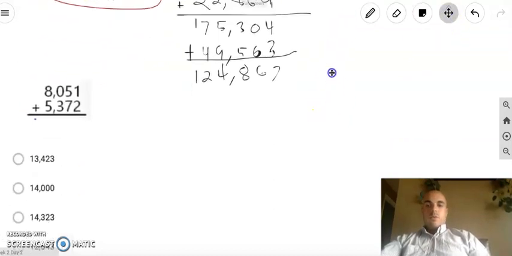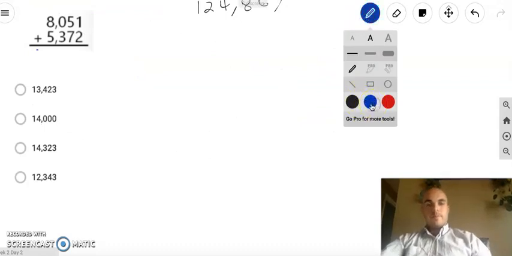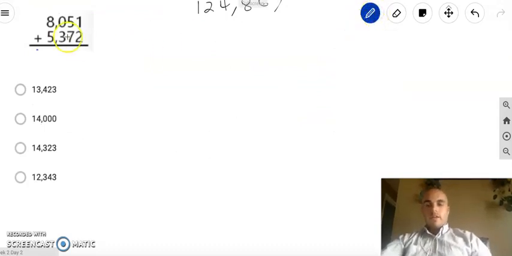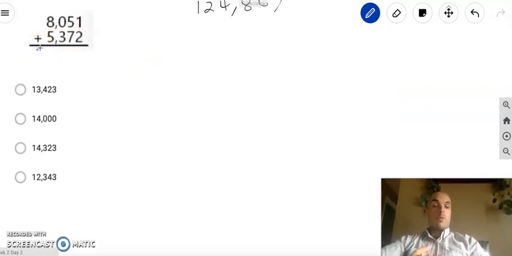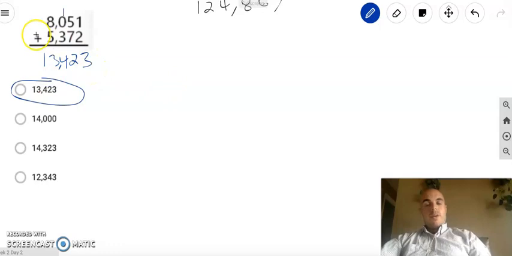Now let's do one example from our assessment, as we always do. Okay, so 8,051 plus 5,372. A lot more simple than our word problems, but there are going to be word problems on the assessment today. 1 plus 2 is 3. 5 plus 7 is 12. Carry the 1. 1 plus 3 is 4. 8 plus 5 is 13. 1, 2, 3, comma. 13,423. Easy. As always, I look forward to seeing your work, and I will see you guys tomorrow.